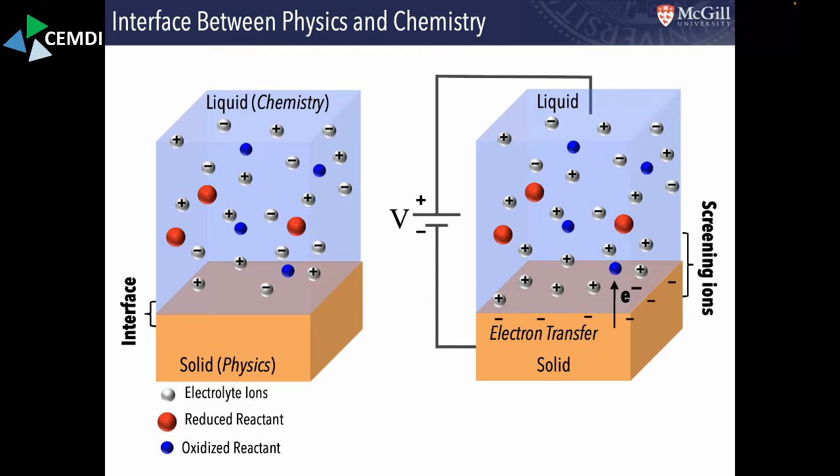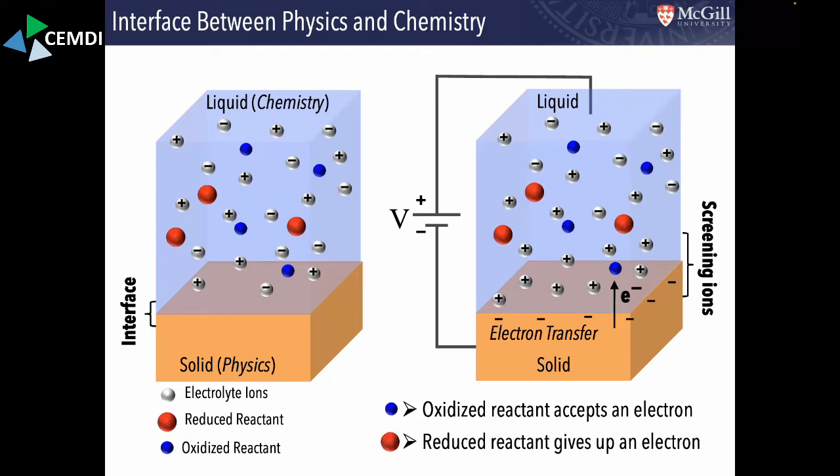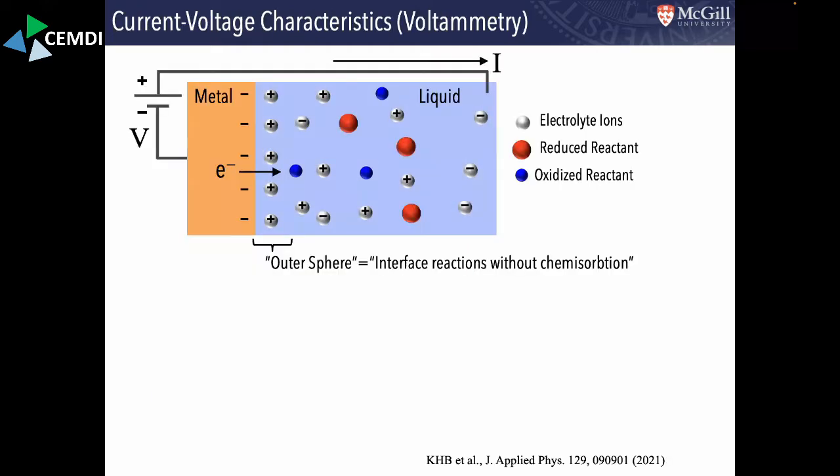Okay, so what we're going to look at is the electron transfer process and how this occurs at these interfaces. All right, so the oxidized reactant that's shown here, this is something that will grab an electron from the solid, and the reduced reactant is something that will give up an electron. We'll look at that later.